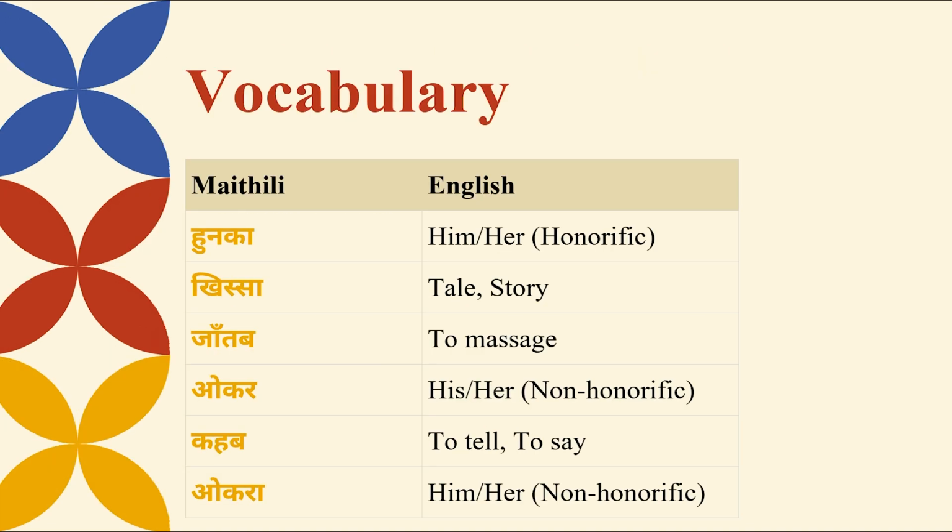Okay, so let's look at a few more vocabulary items. So hunka, him, her, we know this. Kissa, tale, story. Jatab, to massage. Okar, his, her. Kahab, to tell, to say. Okra, again him, her, but non-honorific.